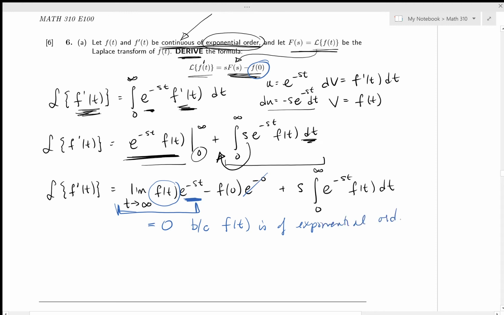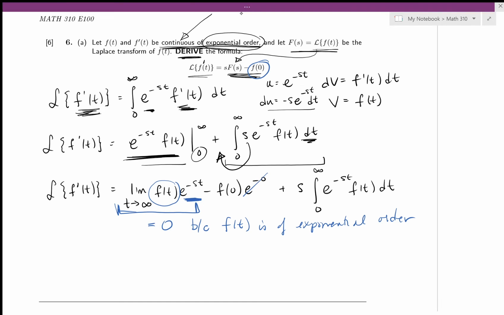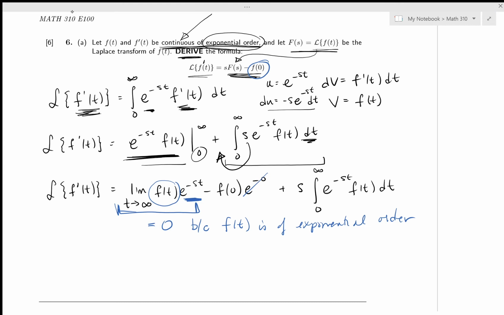We cannot guarantee that that limit is 0 if f of t grows faster than exponentially. Then we would be sort of stopped in our tracks. So that's why we have this condition on the function in order for it to have a Laplace transform. It's not a very strenuous restriction because most functions that we see physically are of exponential order. There's very few things in nature that grow faster than exponentially.